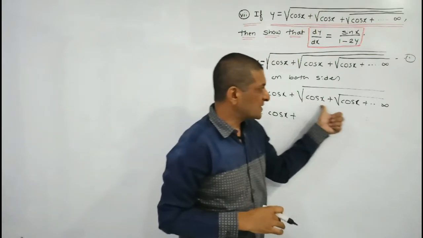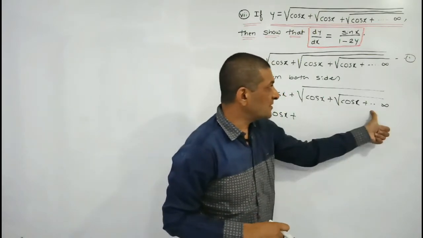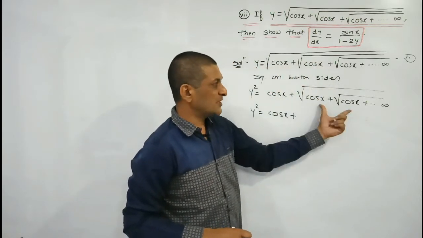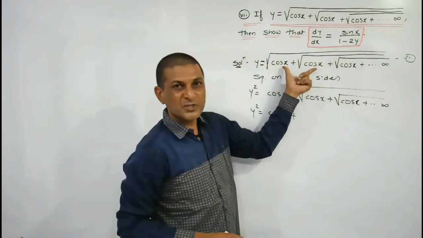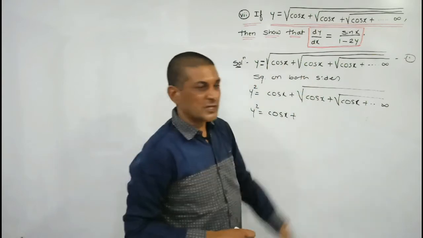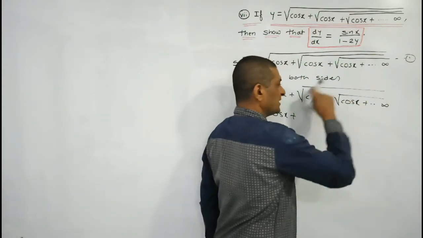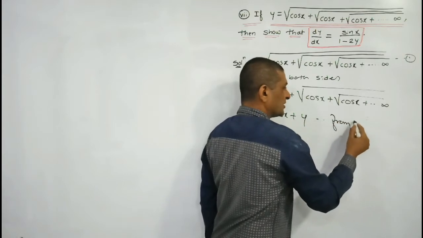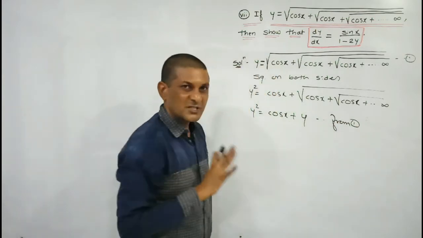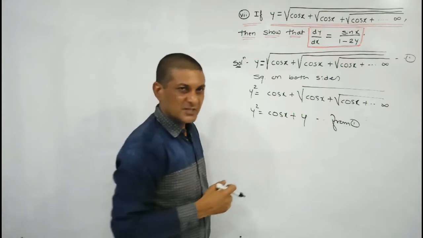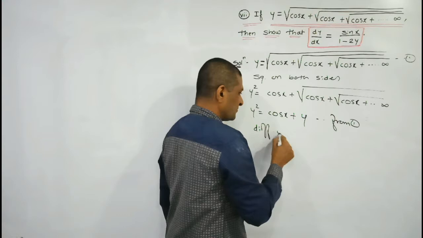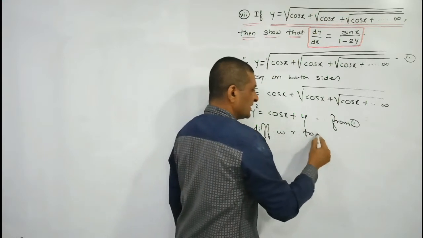Now if you observe this expression, can I say that this is nothing but the value of y? This whole expression is the same one, and it can be replaced by y from equation number first. So we are substituting its value as y. This value we are substituting from equation number first. Now the function is in the simplest form, so let us differentiate it with respect to x.